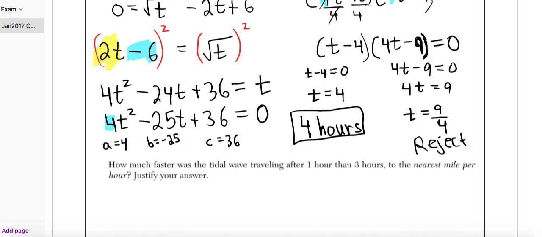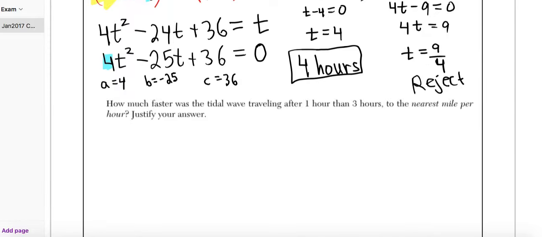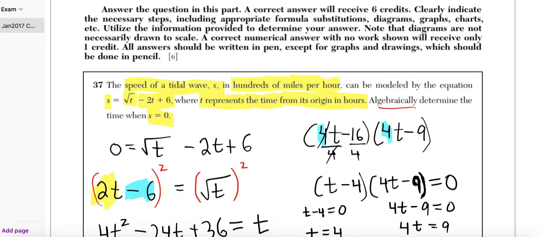Okay. Now we're gonna do the next part, which is the last part. So I didn't feel like this was bad for a 6-point question. How much faster was the tidal wave traveling after 1 hour than 3 hours? Round to the nearest mile per hour, to the nearest whole number. Justify your answer. So guys, remember s is measured in hundreds of miles per hour.